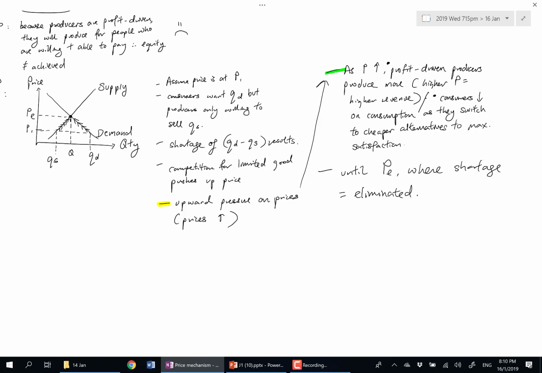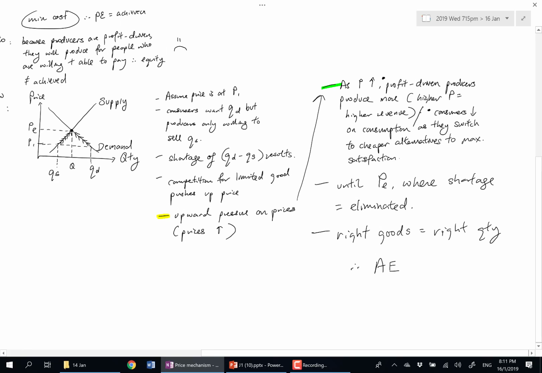You have gotten rid of a shortage. And that means the right goods in the right quantity, because a shortage cannot mean the right quantity. A shortage means under production. So by getting rid of a shortage, you are getting allocative efficiency. Allocative efficiency is achieved.